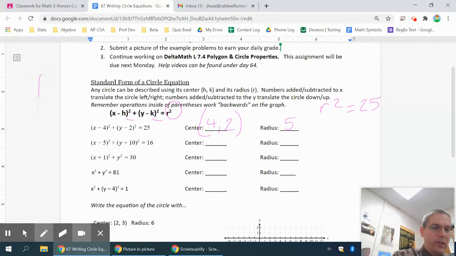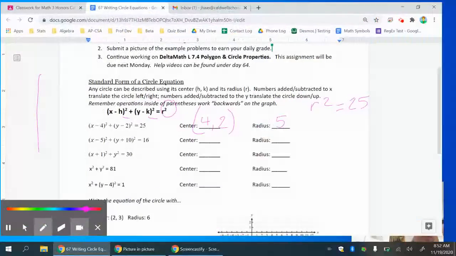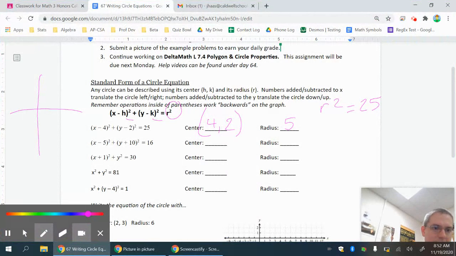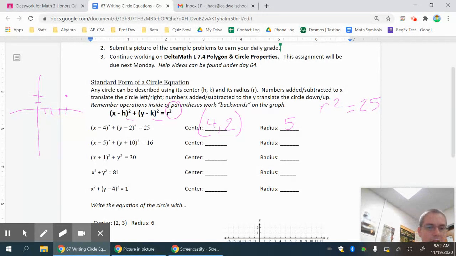If you wanted to, you could sketch the graph of that circle by finding the point 4, 2. That's your center. And then you can use your radius to go 5 in each direction. So I could go up, 1, 2, 3, 4, 5. I could go right, 1, 2, 3, 4, 5. I could go left, 1, 2, 3, 4, 5. I could go down, 1, 2, 3, 4, 5. And then those points would allow me to have a graph of my circle. So if you needed to graph it, you could sketch the graph that way.